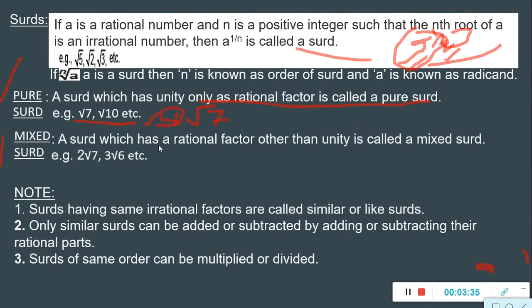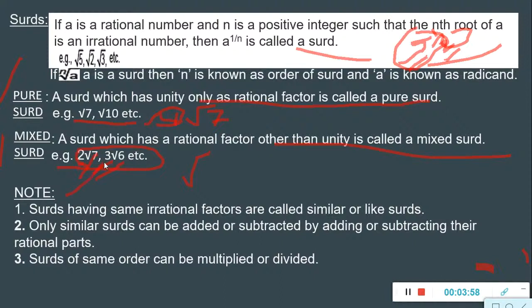Mixed surd: a surd which has a rational factor other than unity is called a mixed surd. Any surd which has a rational factor other than unity, that is 2 root 7, 3 root 6. Root 7, root 6 is an irrational number, but there is a rational factor 2 with it, so it's a mixed surd. Here also there is a rational factor 3 with it, so it's a mixed surd.